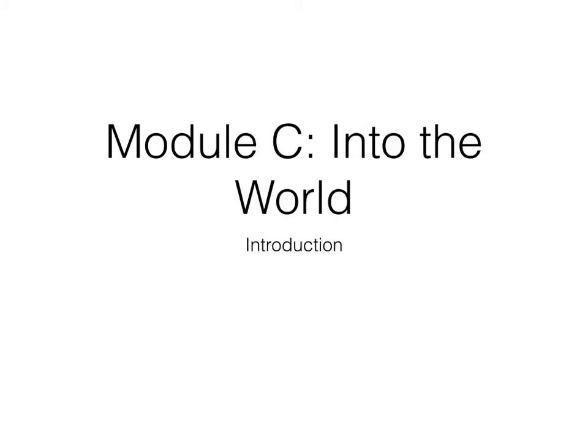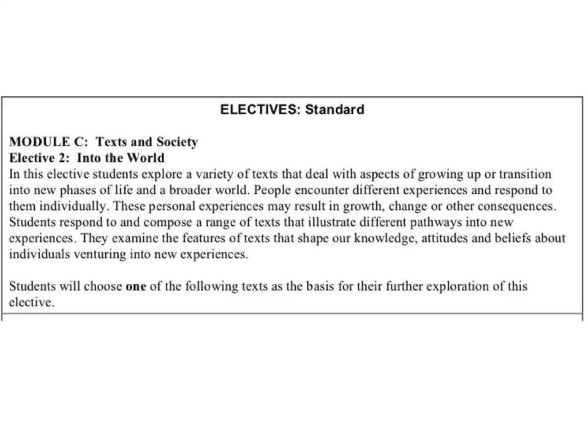This is a very interesting unit and probably one of the easier ones out of the three, because I think it's the most relatable in terms of your own context and how you are able to put that in writing and reflect that in your discussion and exploration of the set texts. So quickly, with the rubric, Elective Standard, Module C, Texts and Society, Into the World. I'll just read this.